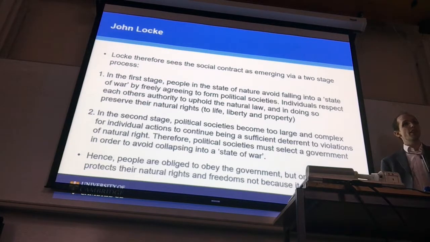However, this rulership of this government is conditional. It actually has to do what it was appointed to do. It has to uphold people's natural rights. Life, liberty, and property, as Locke put them. Life, liberty, and the pursuit of happiness, as is later interpreted in the American Constitution would have it.